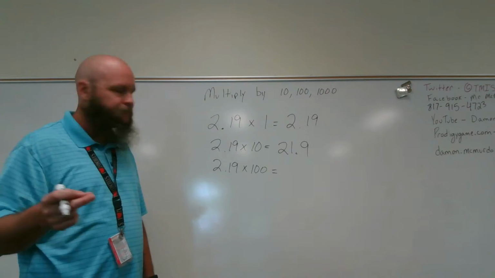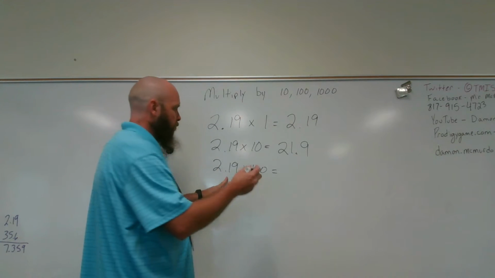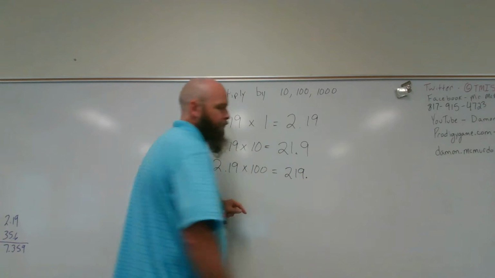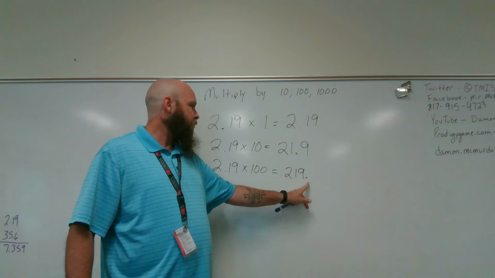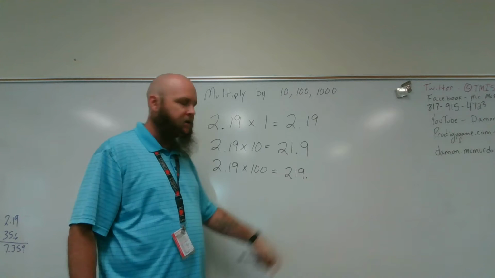10, 100, 1,000. So this time, 2 zeros, I move the decimal point 2 places to the right. And you don't necessarily have to have this written down, but that's where it is. You need to know that it's there. If it's not written down, that's where it is.